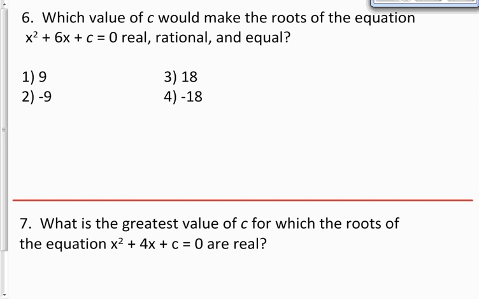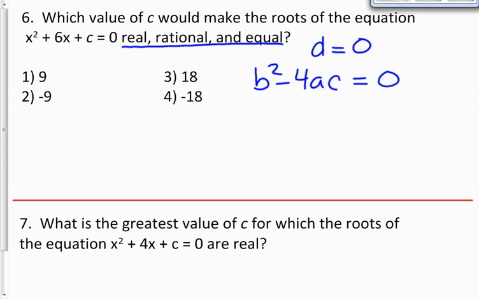Okay, for number 6, it's asking us which value of c would make the roots of our equation real, rational, and equal. So in this case, I have a discriminant that should be equal to 0 if my roots are equal. So that means b squared minus 4ac should be equal to 0. Based on this quadratic, I have an a value of 1, a b value of 6, and c, right now, I don't know. That's what we're looking for.